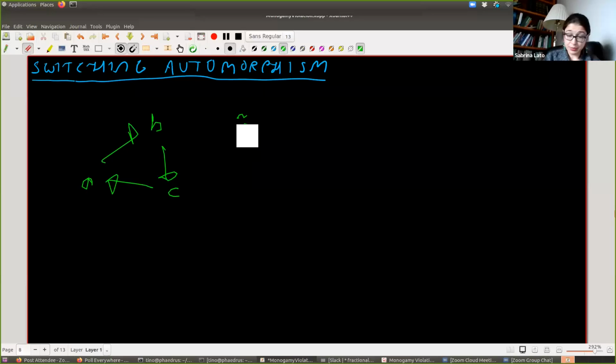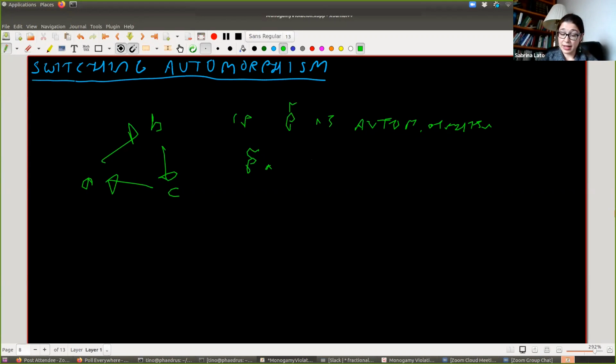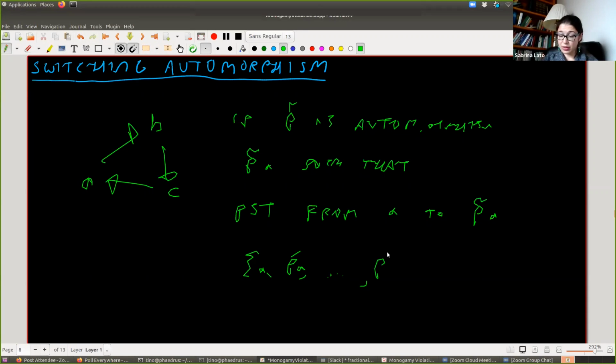And this can extrapolate in general to get that if you have an automorphism P tilde such that you have PST from A to P tilde, then you have perfect state transfer on the set A, P tilde, A applied to A, so on and so forth, until you get the order of that.